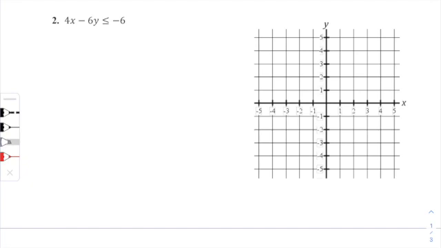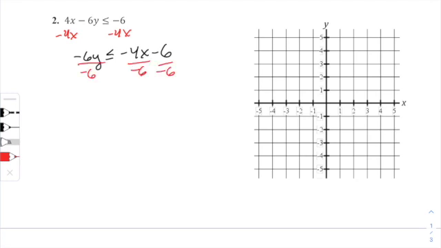So number 2, as you'll notice, it's not in slope-intercept form, right? Y is not isolated. So that might be the first thing you want to do, is to get y by itself. So I'm going to subtract 4x from each side, right? Move those x's to the other side. Maybe you're a little rusty in doing that. And we have -6y is less than or equal to -4x minus 6. And now I'm going to divide each side by -6.